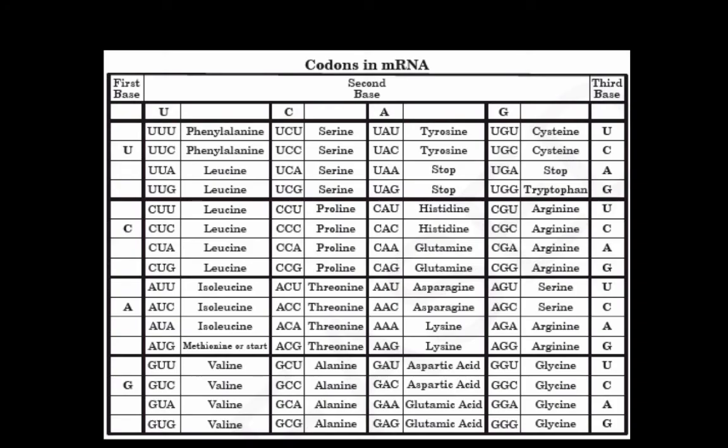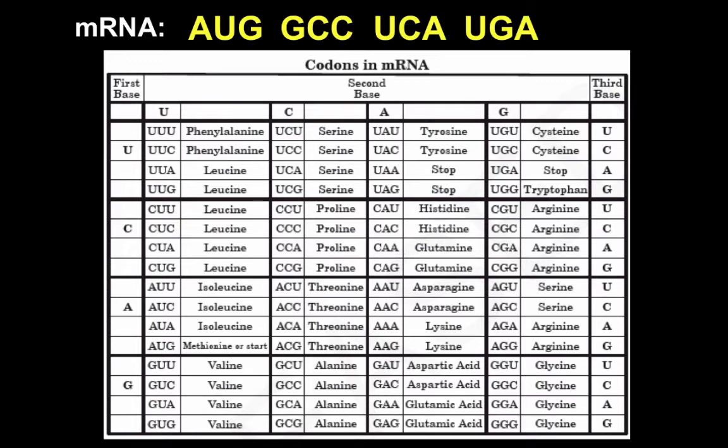So this looks like a pretty crazy chart, and basically this is a chart that you're going to be using that shows you how to link mRNA codons to their amino acid. I'm going to show you how this works, but all this does is help you determine, if I have this particular mRNA codon, what amino acid does it code for? So let's see how this works.